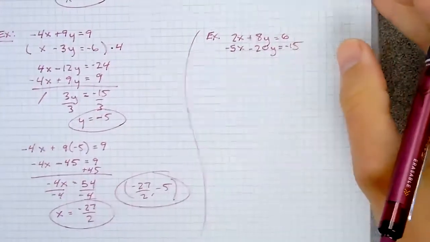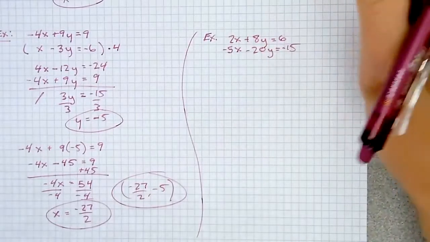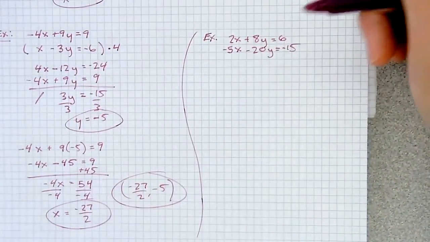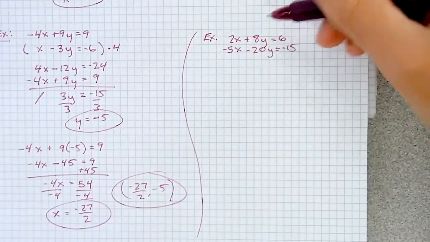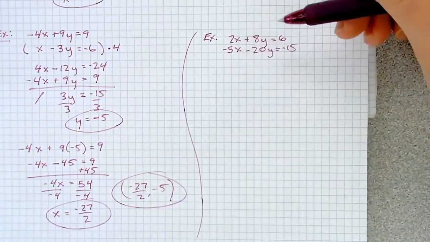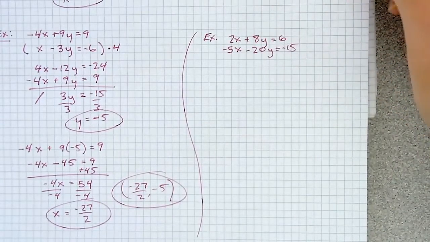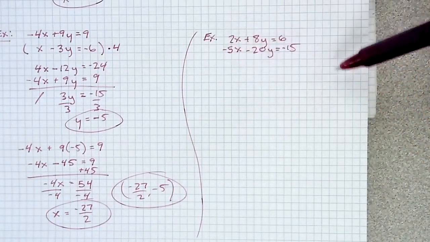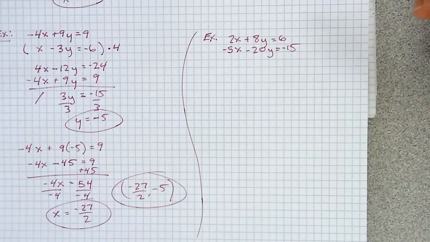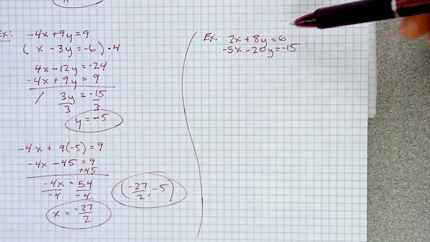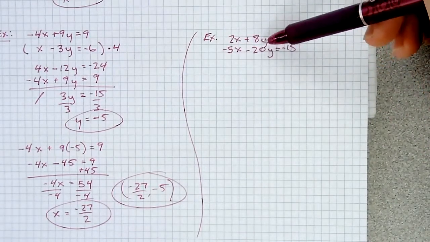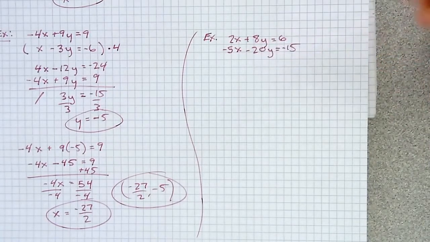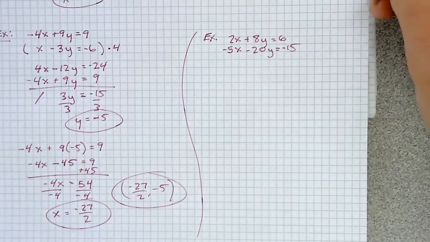All right, and then here's an even more complicated problem here. 2x plus 8y equals 6. Negative 5x minus 20y equals negative 15. So not only right off the gate does nothing easily cancel out, I can't really multiply anything on top so that it's the negative opposite of one of the ones on the bottom. So things like this will take a little bit of practice, and I've got a bunch of worksheets for you to do.